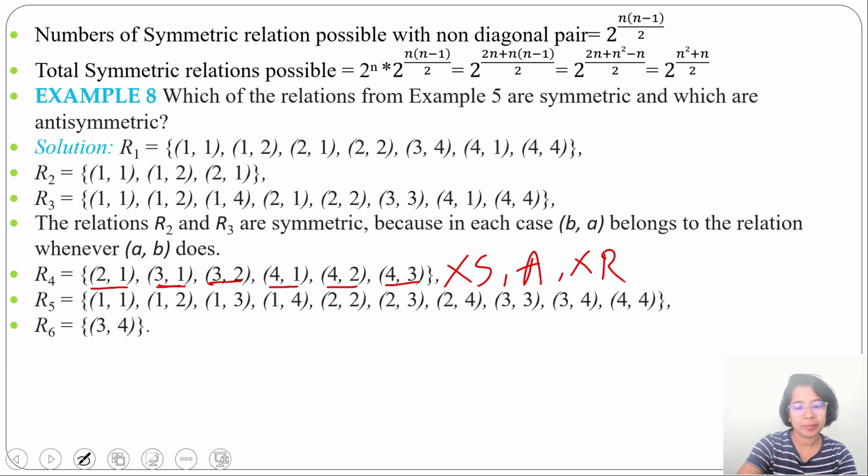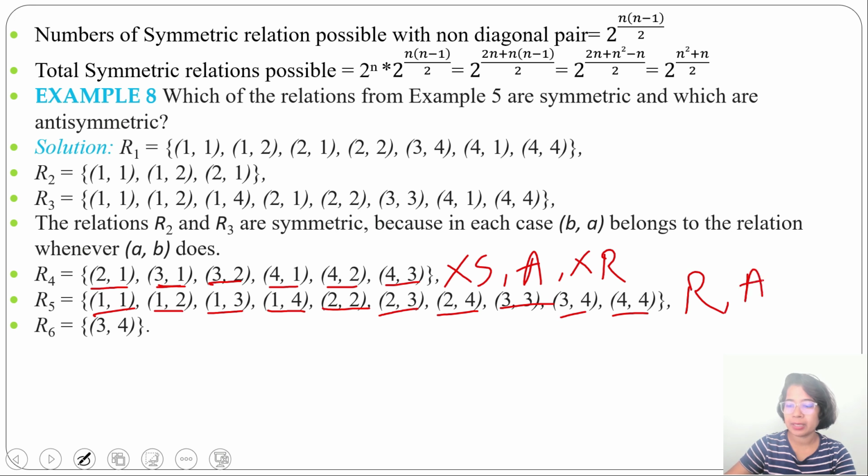Now R5, it contains (1,1), (2,2), (3,3), (4,4). So it is reflexive. Now (1,2), no (2,1). (1,3), no (3,1). (1,4), no (4,1). (2,4), no (4,2). (2,3), no (3,2). (3,4), no (4,3). So it is antisymmetric but not symmetric.